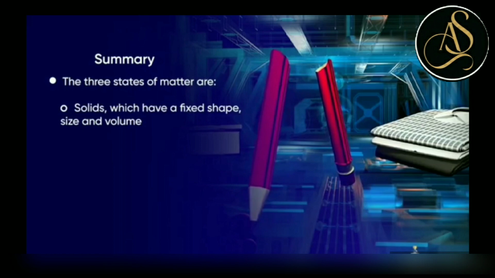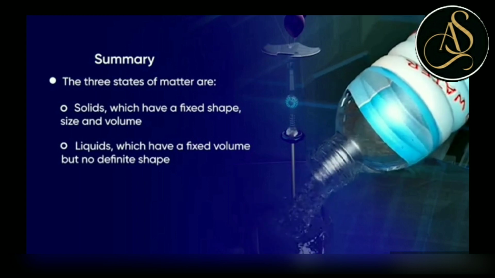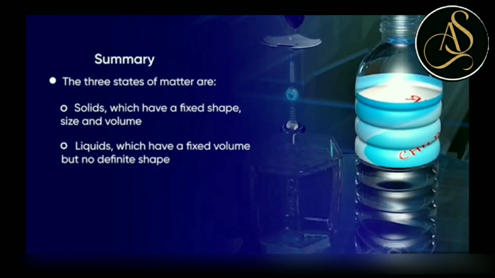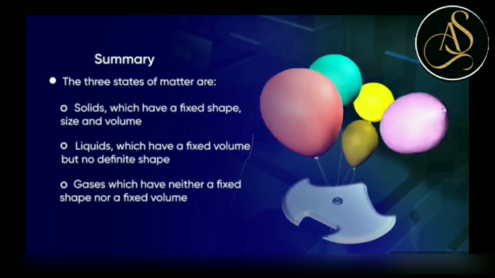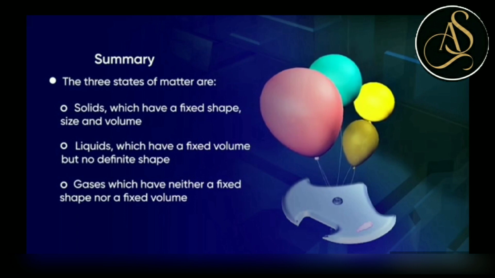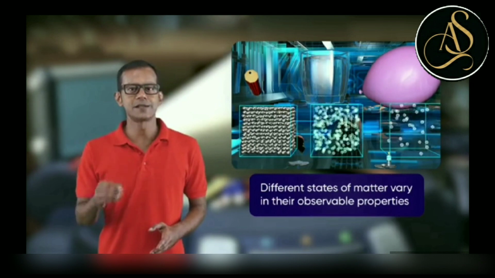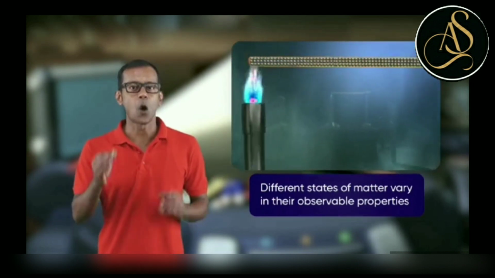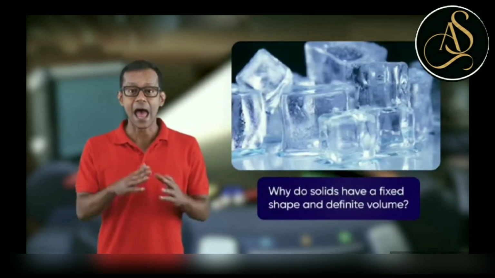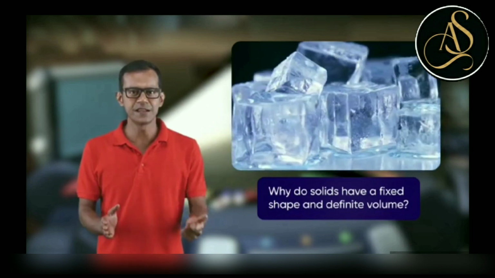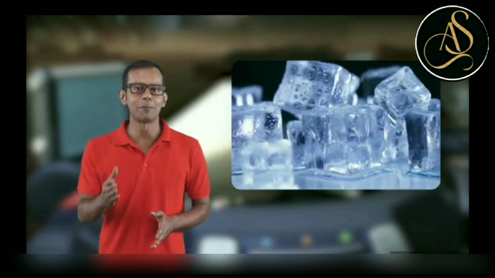To summarize, we have studied that the three states of matter are solids which have a fixed shape, size and volume, liquids which have a fixed volume but no definite shape, and gases which have neither a fixed shape nor a fixed volume. It must be clear how different states of matter vary in their observable features. But why do solids have a rigid shape and fixed volume? Stay tuned with us to find the answer in the upcoming video.